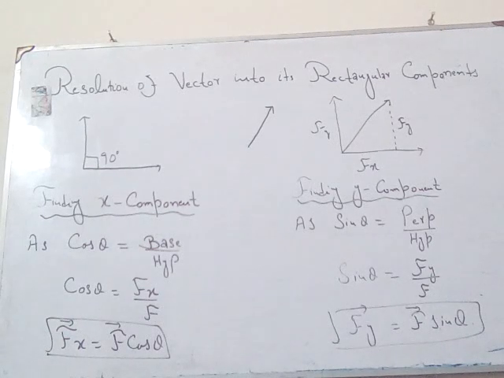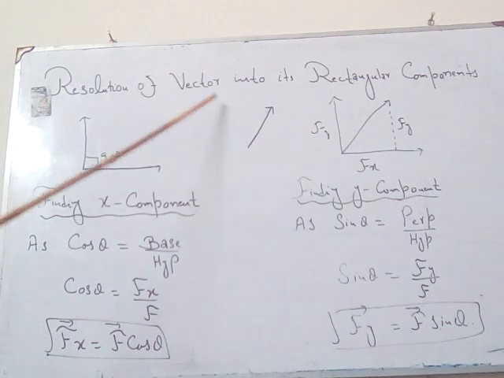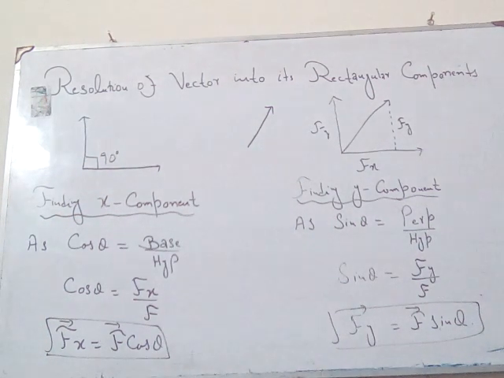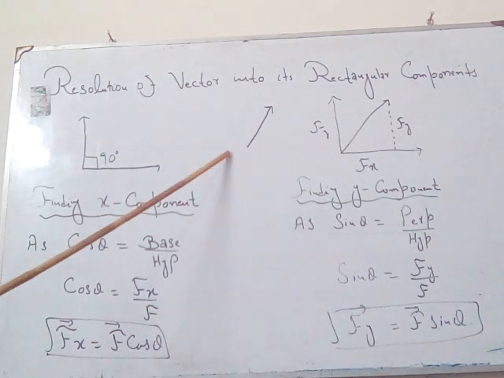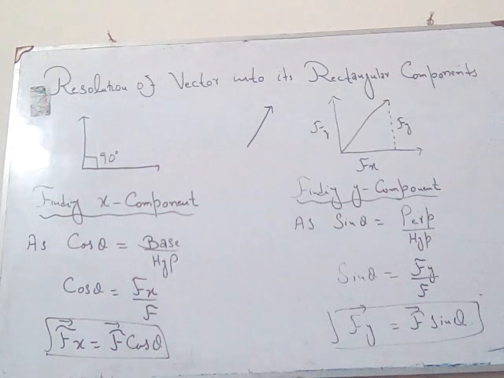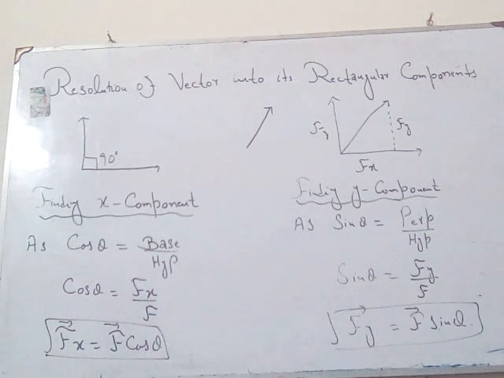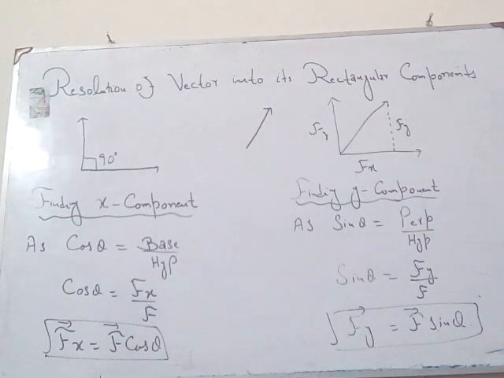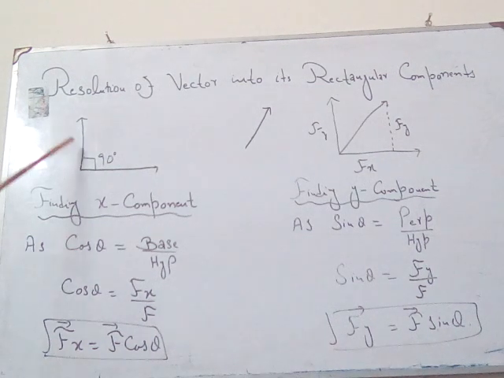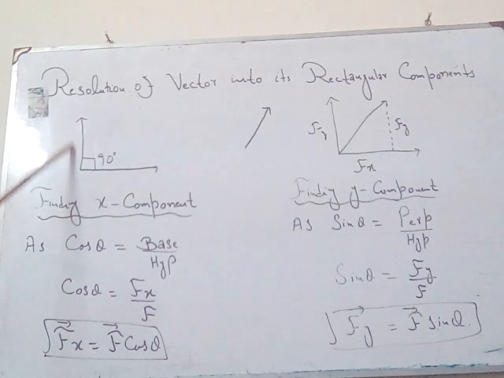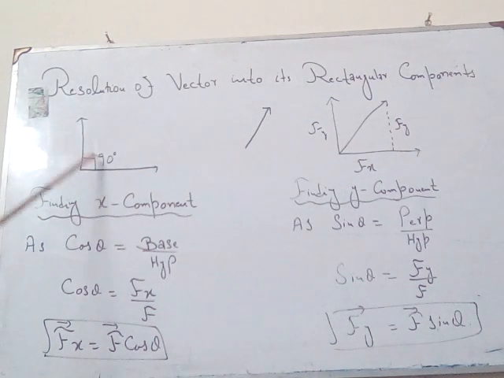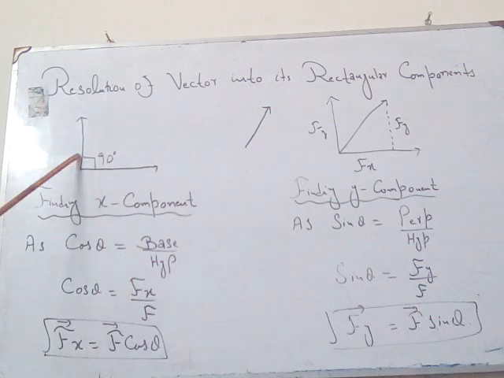Bismillahirrahmanirrahim. In today's lecture, we will discuss the resolution of a vector into its rectangular components. Let us say we have a vector F, and we want to resolve it into its rectangular components. We have discussed rectangular components in previous lectures. In two-dimensional space, there is the x component on the x-axis and the y component on the y-axis. These two components are rectangular because they make an angle of 90 degrees with each other.